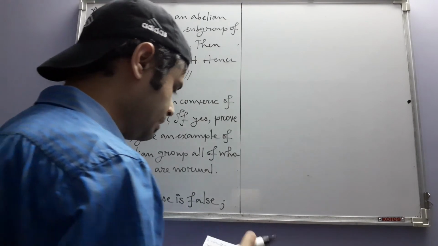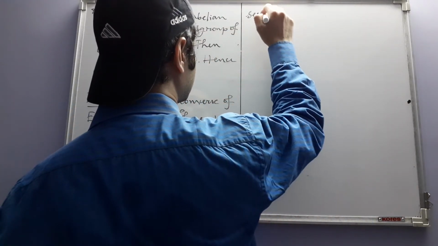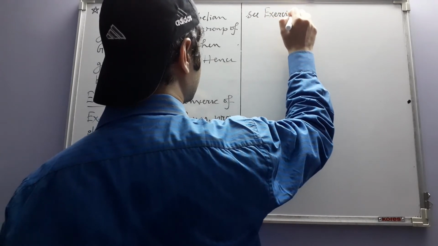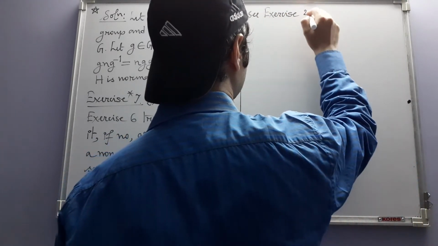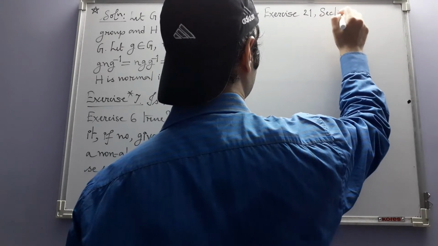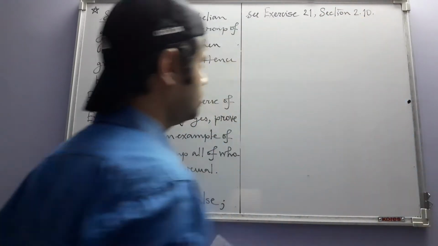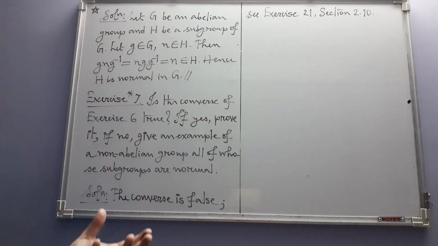And why that is so? For that, see exercise 21, Section 2.10. In this exercise, we will come across a group that is non-abelian, all of whose subgroups are normal.